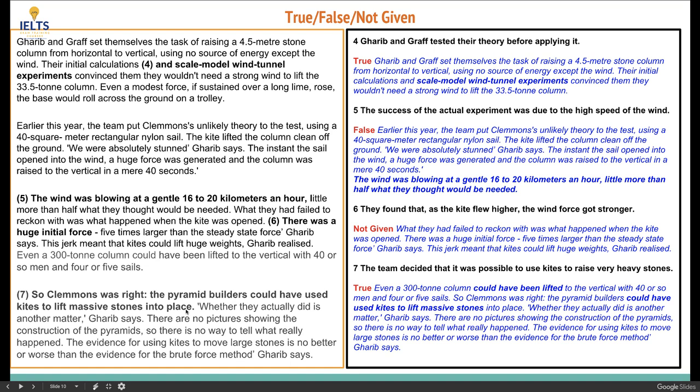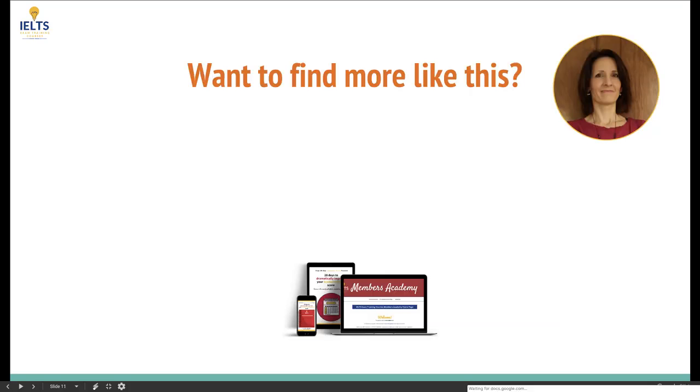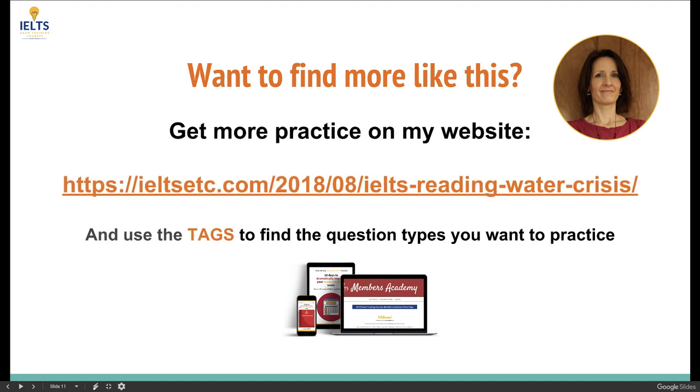So that is it. That is a very quick way of doing true, false, not given. Watch it again if you want, pause if you want, or go more slowly if you want. If you want to find more examples like this, you can go to my website and find the tags. These will help you find the types of question that you want to practice.